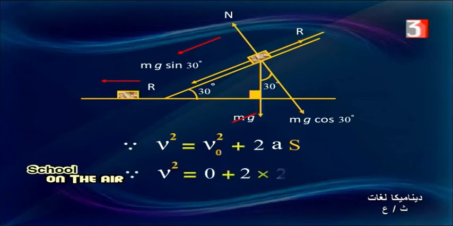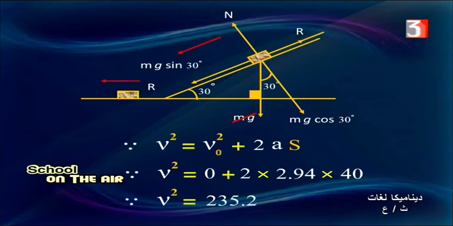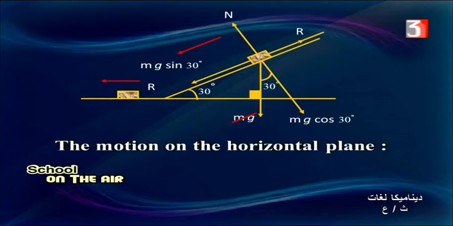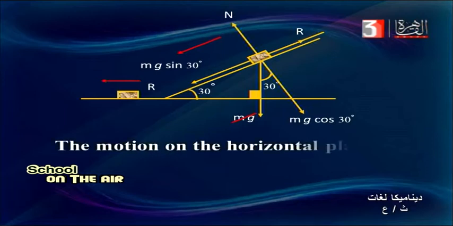Then v power 2 equals 0, the initial velocity of the box at the top of the inclined plane, plus 2 multiplied by the acceleration 2.94 meter per second squared times 40 meter, the length of the inclined plane. Then v power 2 equals 235.2. And now the motion on the horizontal plane.